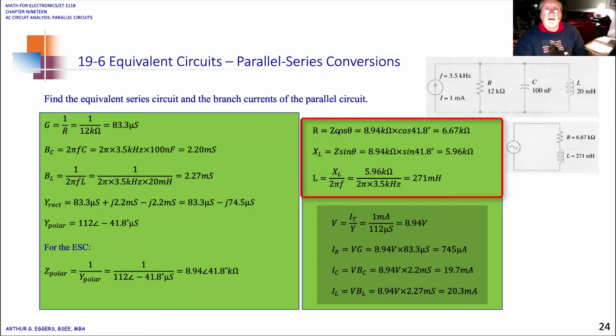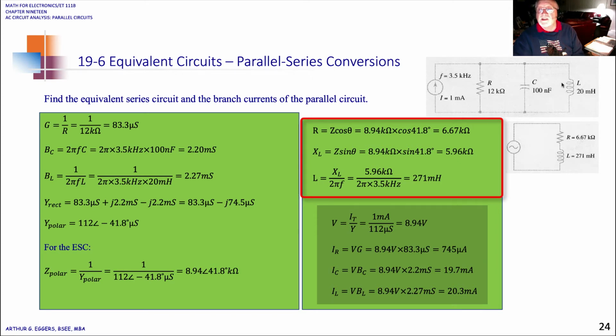To come up with each of our component values for R, X sub L, and L, we can take the definition, cosine theta is equal to R over Z, manipulate our terms, and we get 6.67 k ohms of resistance. You can see there it is right there. The next step is calculating for X sub L. We get 5.96 k ohms, and solving for L, we get 2.71 millihenries. So at this point, you might be asking yourself, what happened to the capacitor?